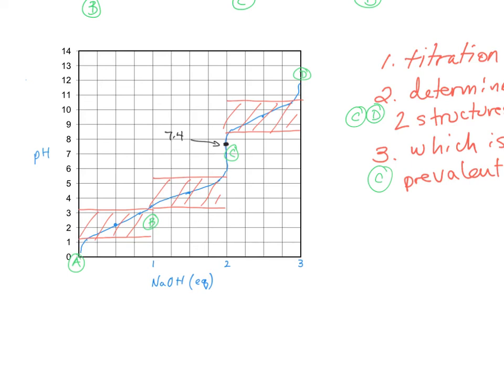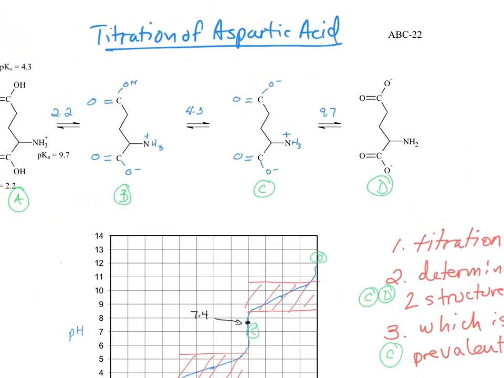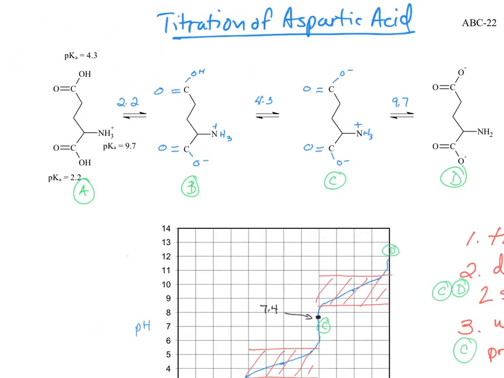Okay, how do we answer this question? Well, what we're going to do is go back up to our structures and look at those 4 structures and first figure out which one is net neutral. And the answer is structure B. Of all the 4 structures, this one over here is positively charged. This is neutral. This is -1 and this is -2. The net neutral structure is B.